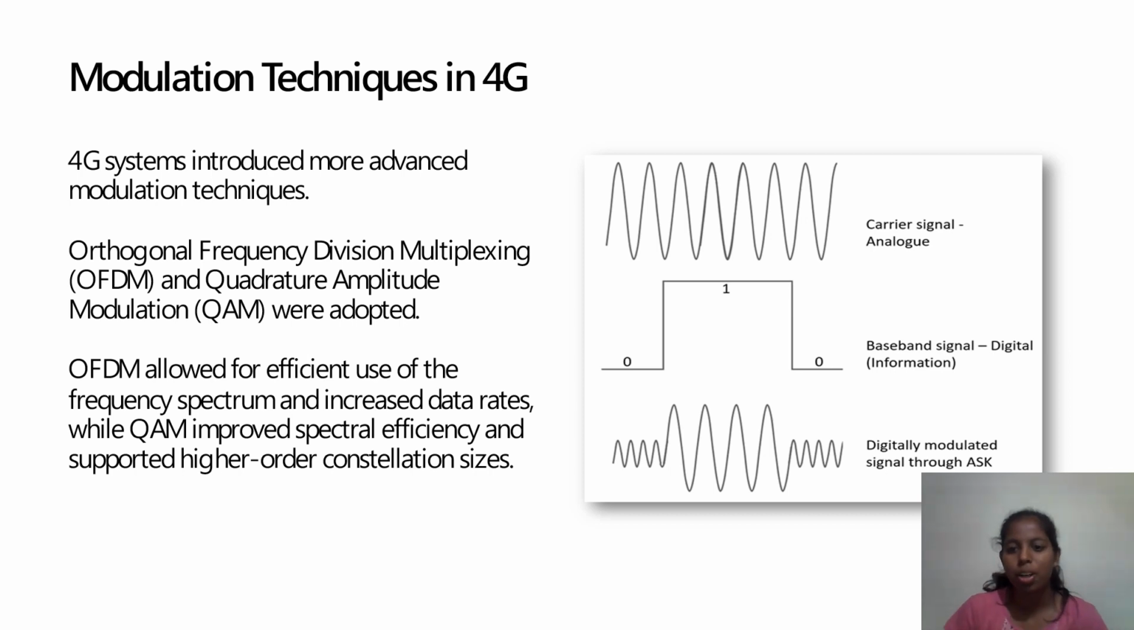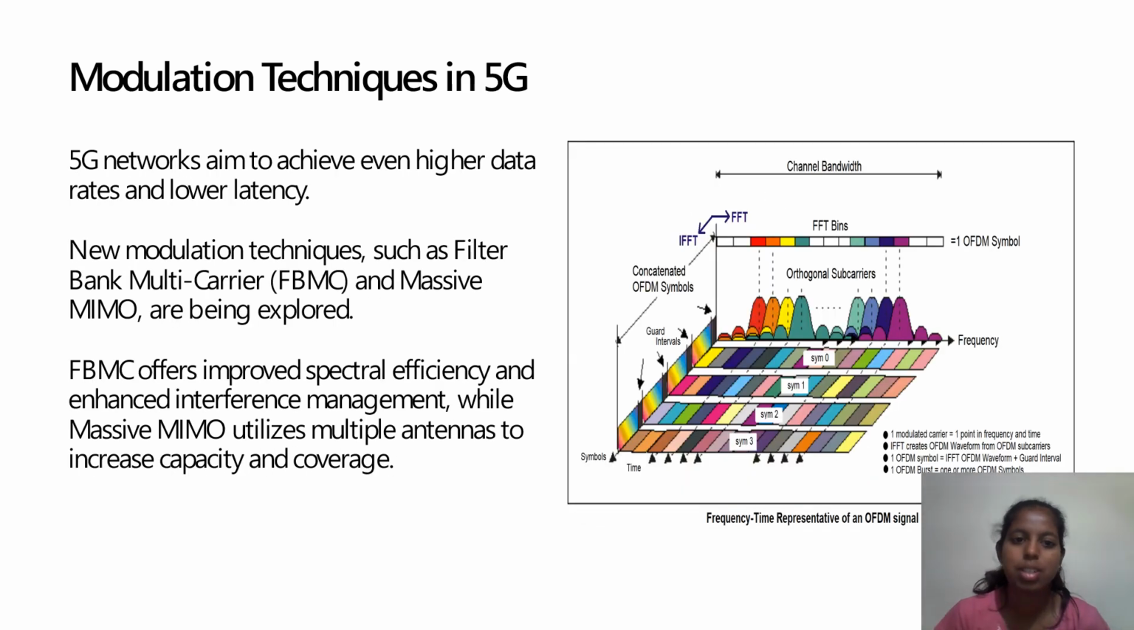Next, let's move on to the advanced generation of wireless communication, that is 5G, which is being adopted now and will be used widely in the future. 5G networks aim to achieve even higher data rates and lower latency. New modulation techniques such as filter bank multi-carrier and massive MIMO are being explored.